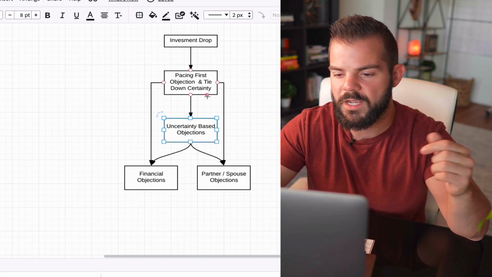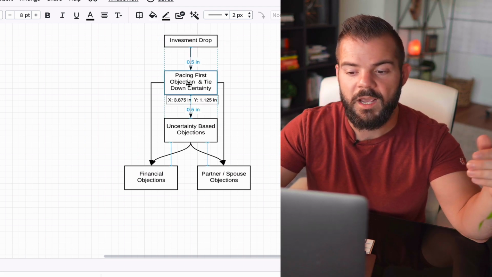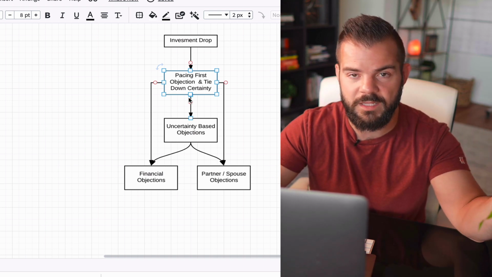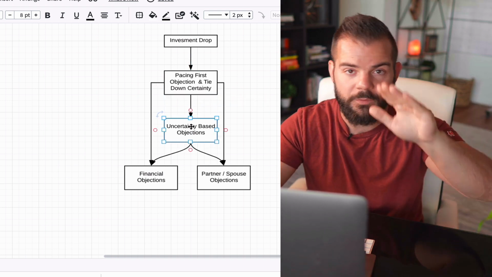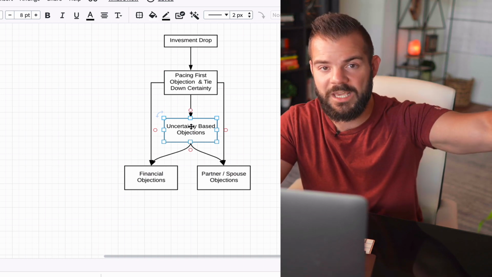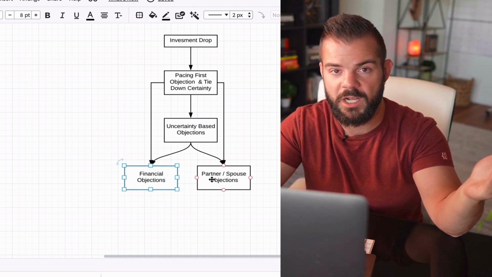And if you see this diagram here, what we do is essentially we drop the investment and then we paste the first objection and tie down on the certainty that this is the right thing, now's the right time. We root out any uncertainty-based objections first, isolate those, handle those, then we go to financial or spouse partner depending on what's coming up.